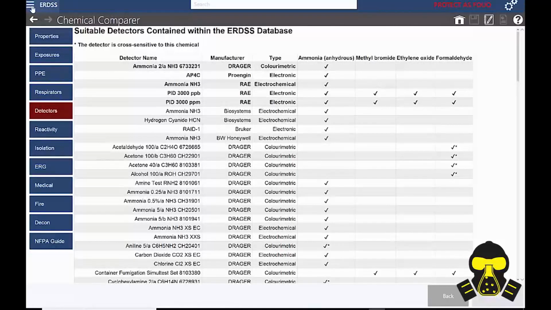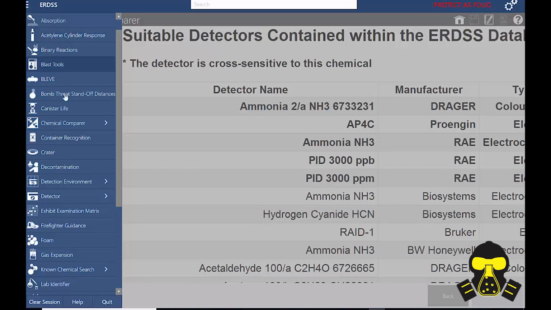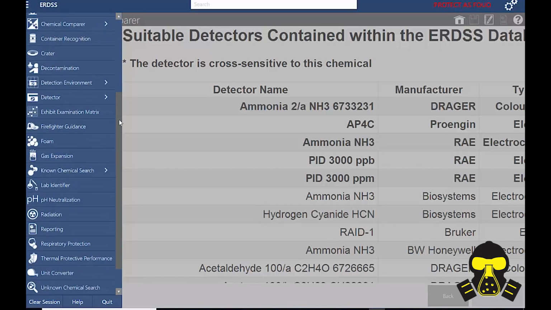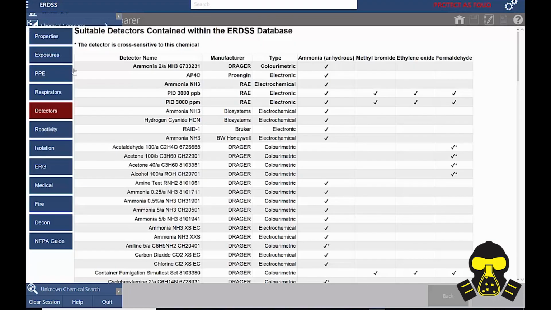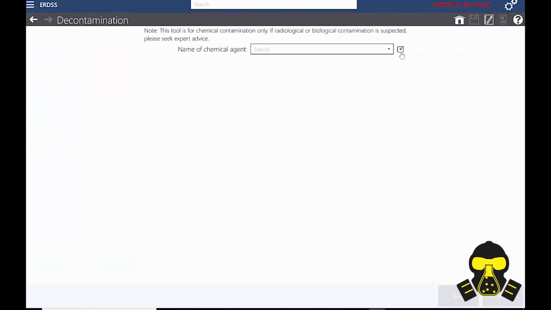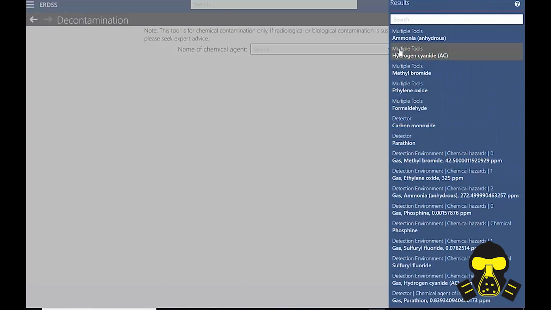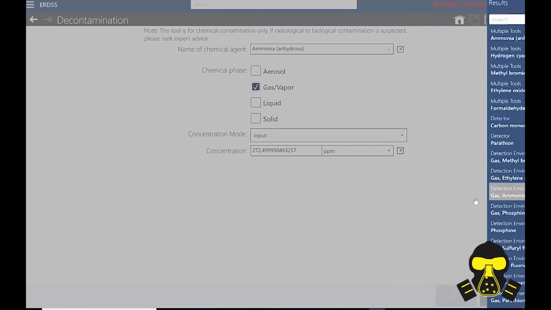But let me show you a couple more tools real quick. I'm not going to show all of them because it'll just be too much of a day. But let's go into decontamination real quick, because this is another unique one. Here's where you were talking about: if I've already typed something in, why type it twice? So here's all the chemicals we've typed in so far today. Let's go back down here to ammonia. We said it could be at that 272 parts per million.